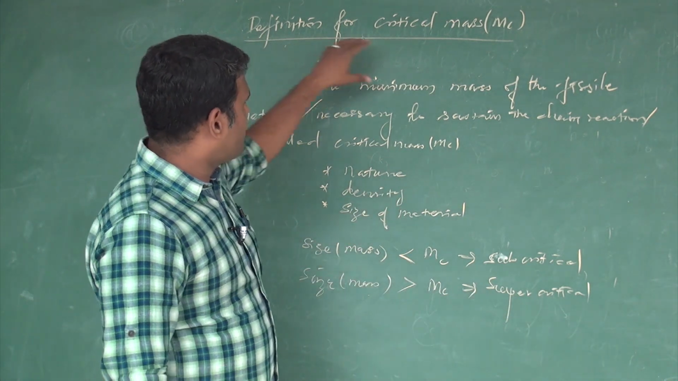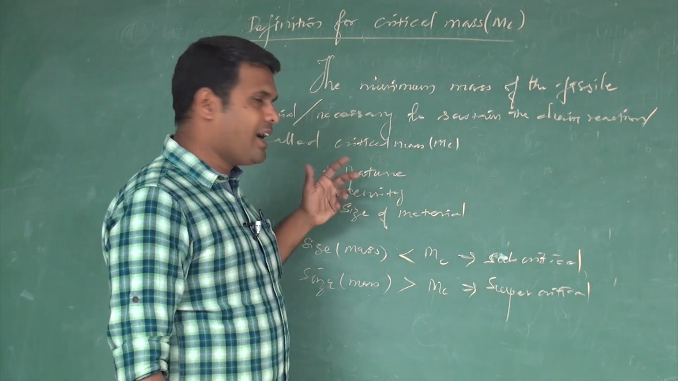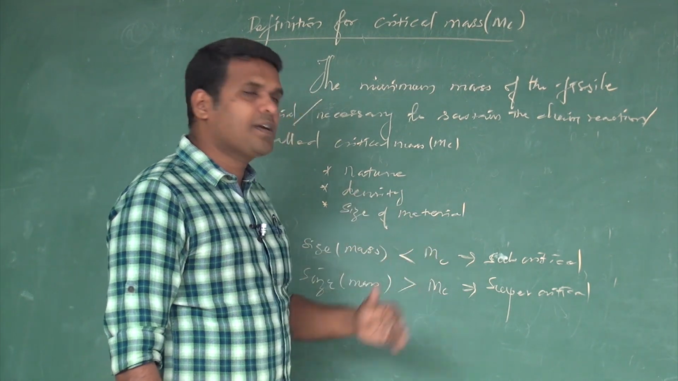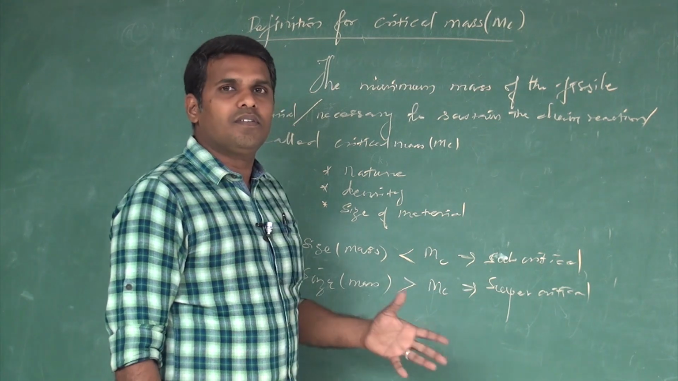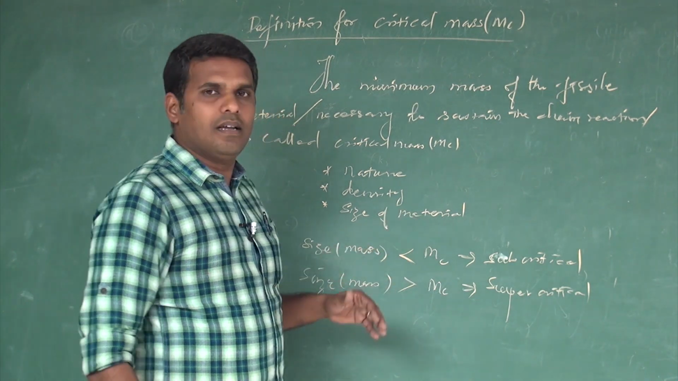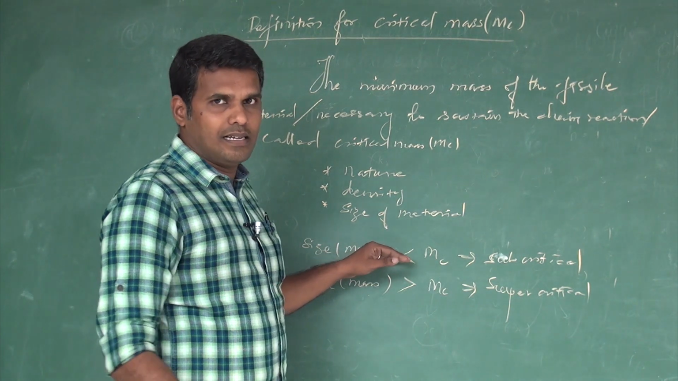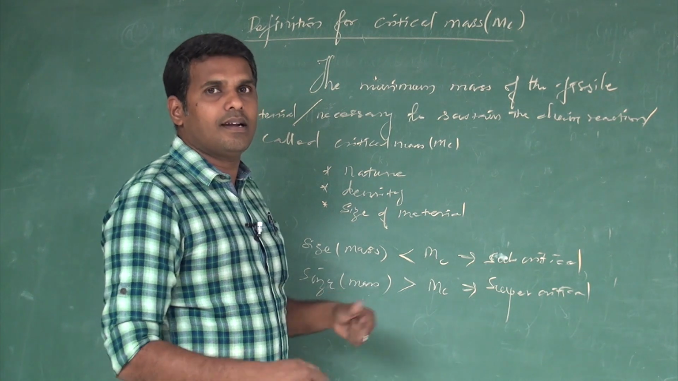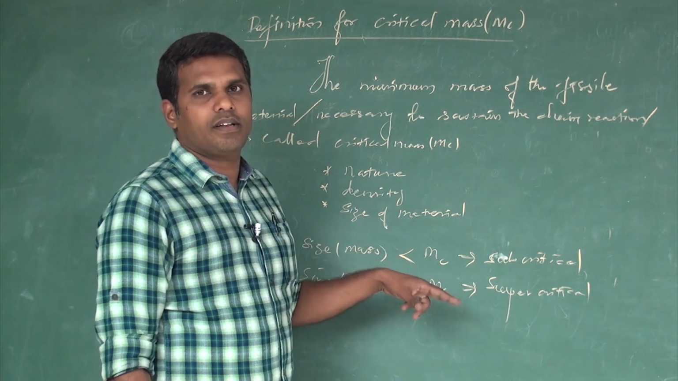So you have to define what the critical mass is, what factors the critical mass depends upon, and then what subcritical and supercritical fissionable material are. When do we say a fissionable material is subcritical? When the size of the fissionable material is less than the critical mass. If the size of the fissionable material is greater than the critical mass, then we call it supercritical.